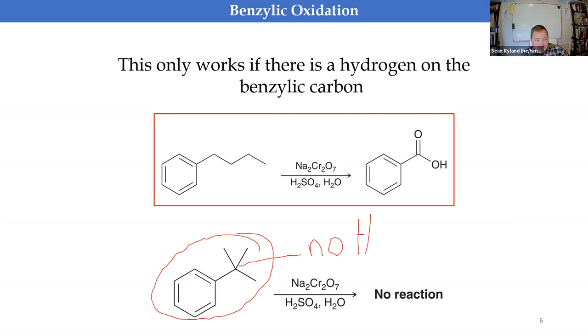Right? But any other case, no matter what carbon chain is attached, if there's a benzylic hydrogen, you can oxidize it to benzoic acid every time. You just lop off the rest of the molecule, and the rest of the molecule gets oxidized fully, most likely all the way into CO2.